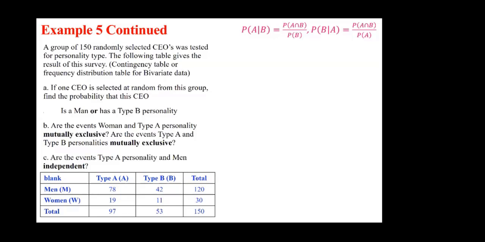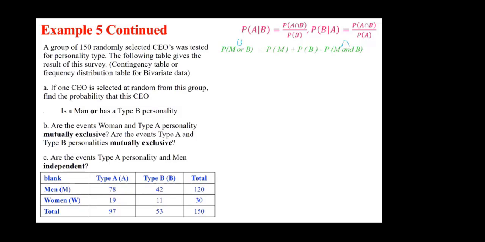Okay, the next one is asking, if one CEO is selected at random from this group, find the probability that this CEO is a man or has a type B personality. And we use the union of events. So we want the probability of M or B. That's what we are using. So it's probability of M plus the probability of B minus the probability of M intersection B. And remember, we normally use the notation ∪ here. It looks like a U, okay? It's not a U plus. It's a union of events, and it looks like an M.